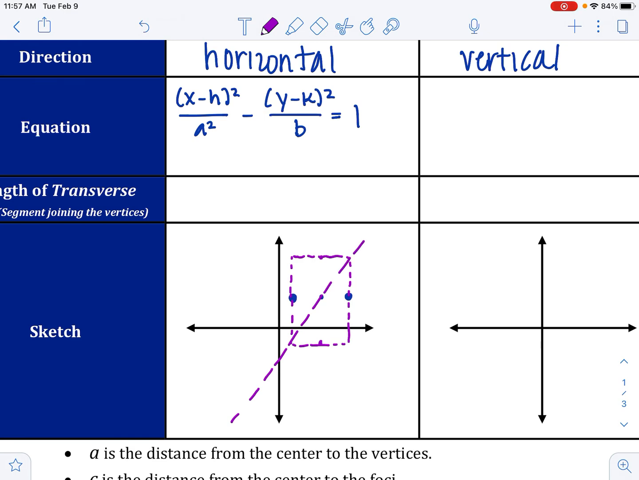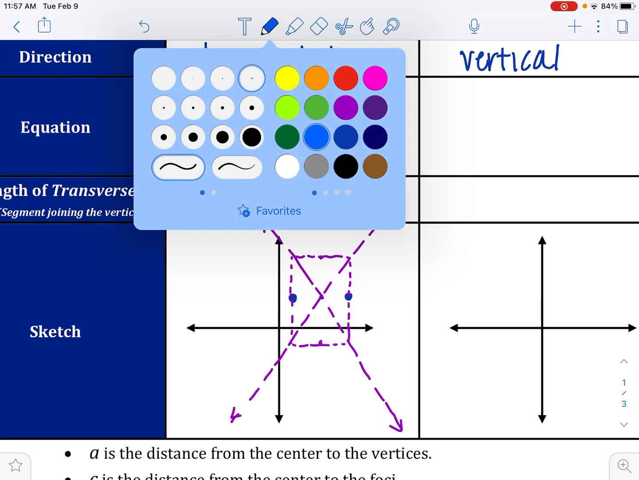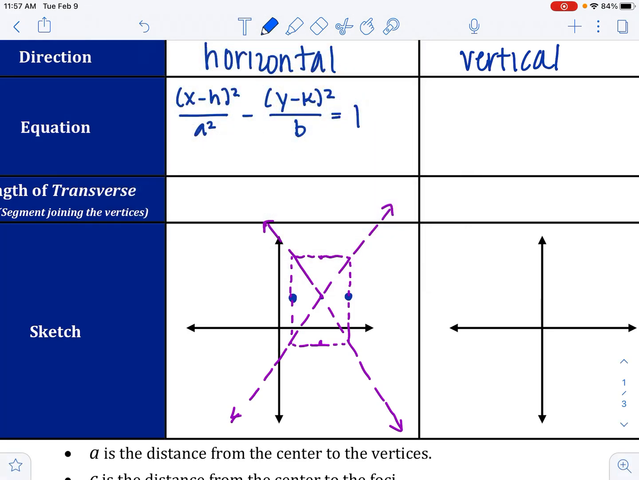And then you're going to draw an asymptote going through one corner, through the center, through the other corner. And then the same thing, one corner, through the center, through the other corner. And those are your two asymptotes. Then you're going to go back to your vertices. If you're wondering where your vertices are, I made them in blue right here. So this is what my horizontal hyperbola looks like.